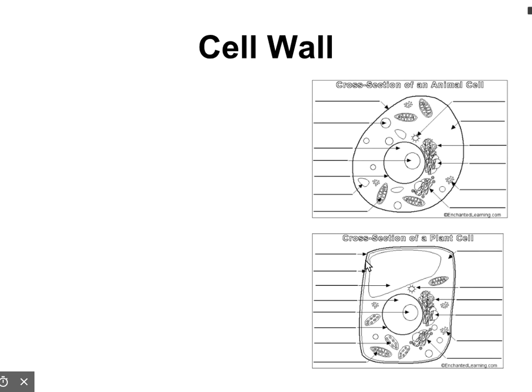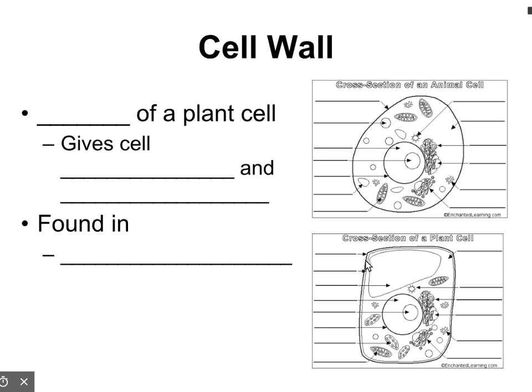And that's exactly what the cell wall does for a plant. It holds it in shape, gives it a structure. So it is the outside of a plant cell, and it gives the cell shape and structure, and it's found only in a plant cell. If animal cells, like your cells, had this, you would not be able to move.